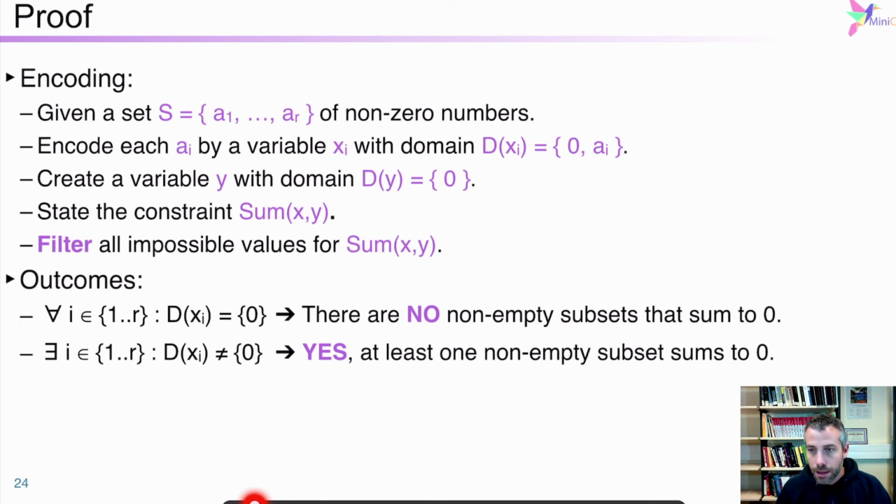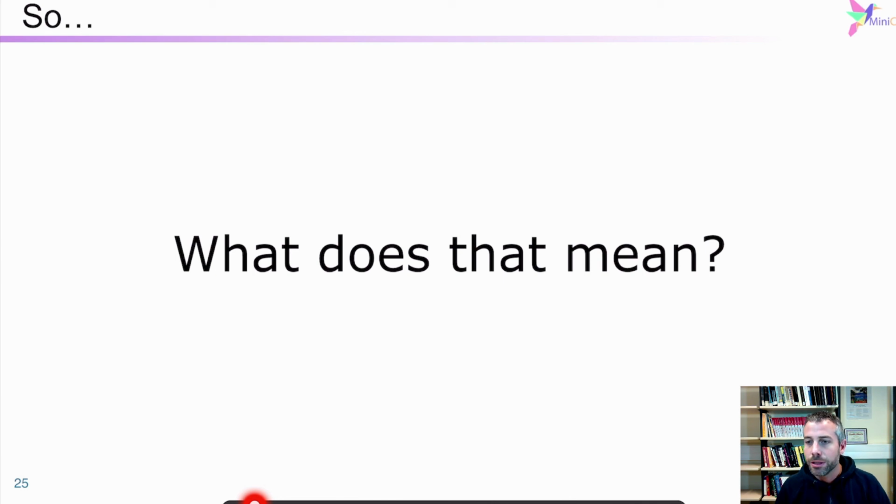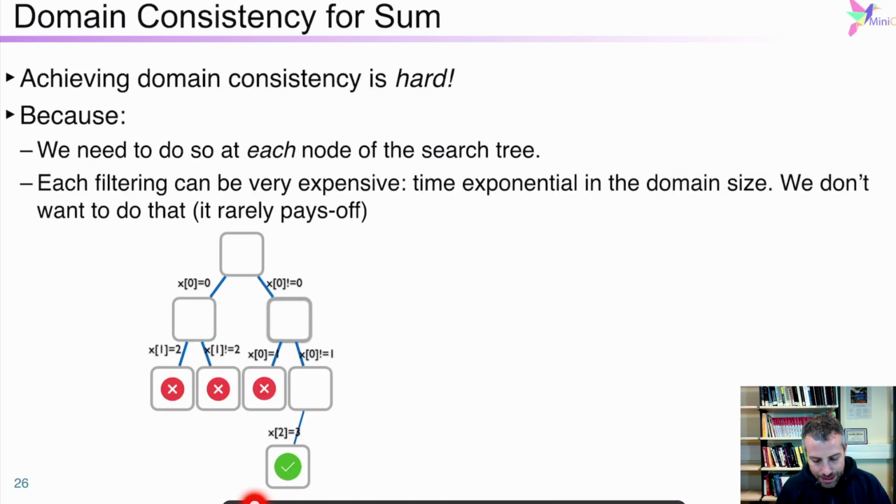That's the reduction. What is the consequence of that? The consequence is that we can reasonably not achieve domain consistency for some constraints with a propagator. That would be too expensive. We do not want to pay a possibly exponential cost in a filtering algorithm in every node of the search tree. That really rarely pays off in practice.